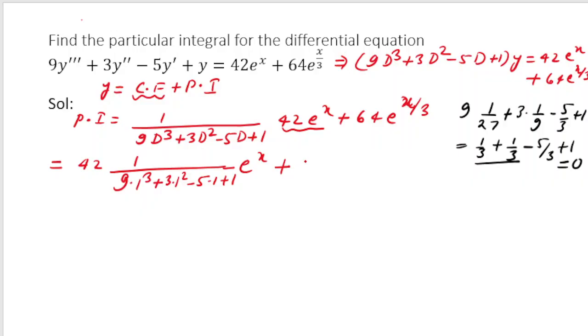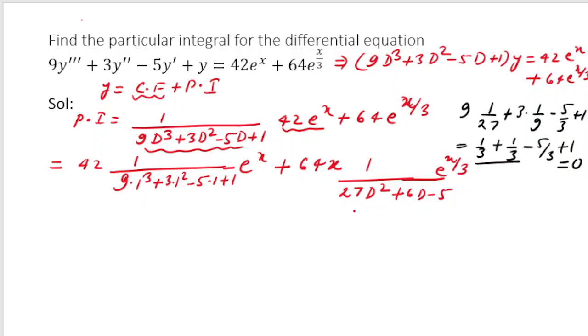So what we have to do, 64 is a constant, so I will take it outside, and then in the beginning we multiply it by x and we differentiate the denominator with respect to D. So if I differentiate this with respect to D, I will get 27D square plus 6D minus 5, e to the power x by 3, right? Now let me first write this part. So this part becomes what? 42, 9 plus 3, 12, plus 1, 13, minus 5. So 13 minus 5 is how much? 13 minus 5 I guess is 8, and e to the power x. Done with the first part.